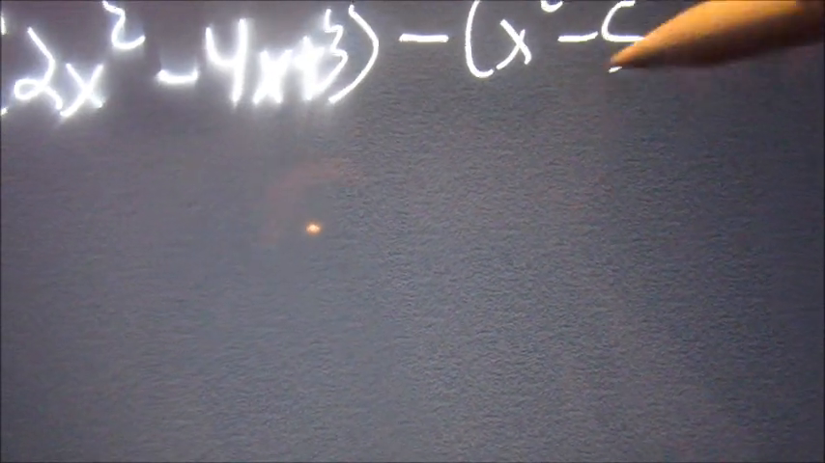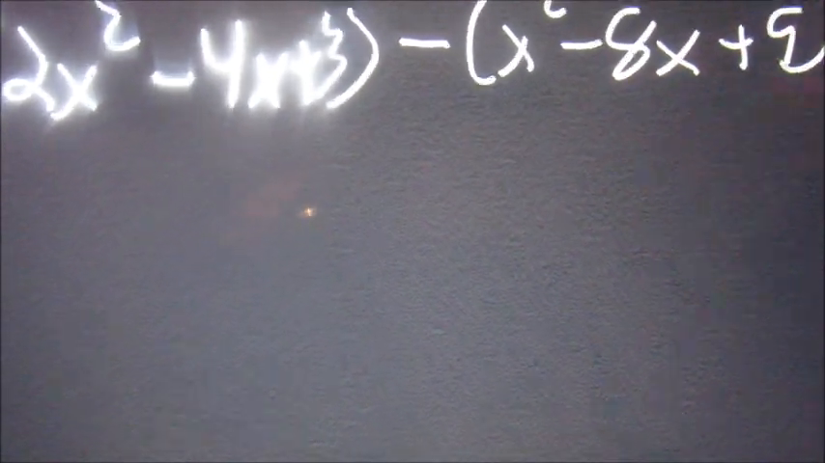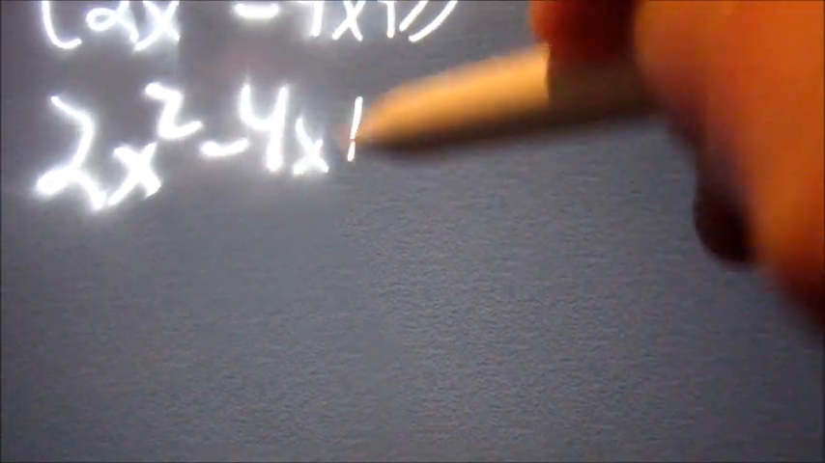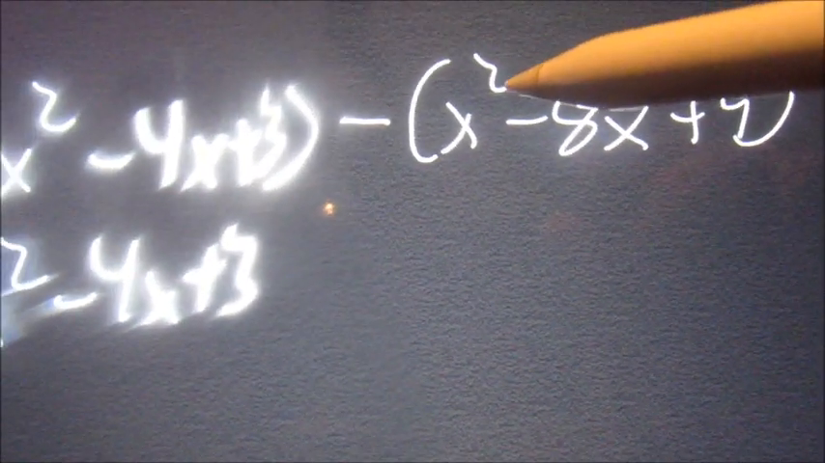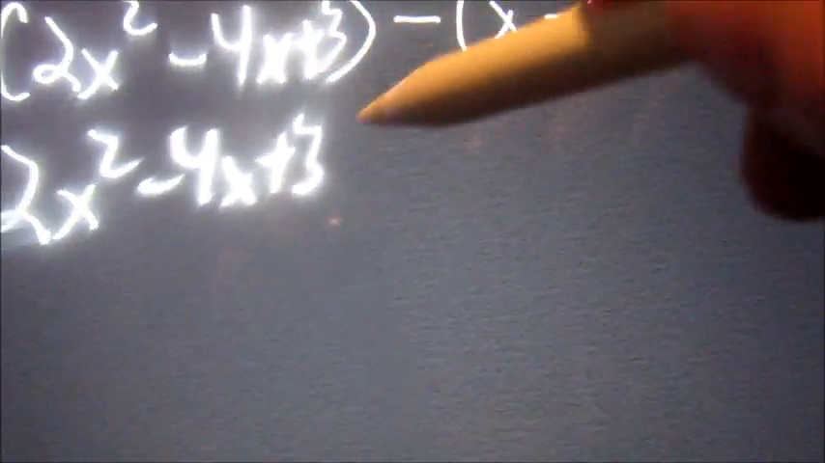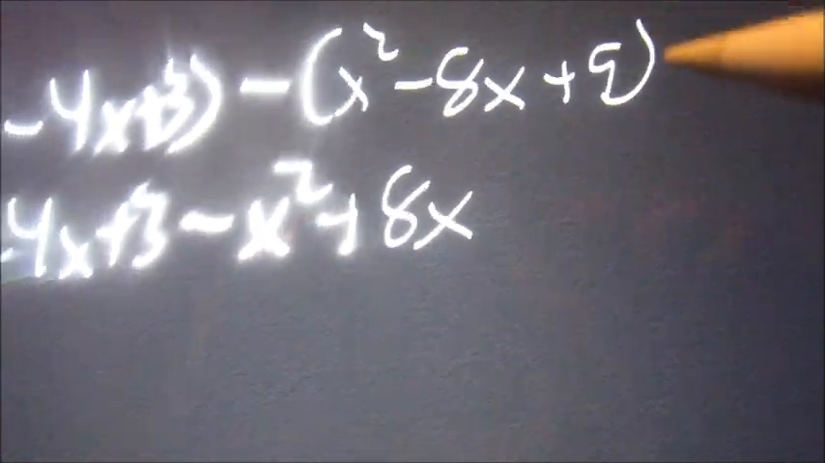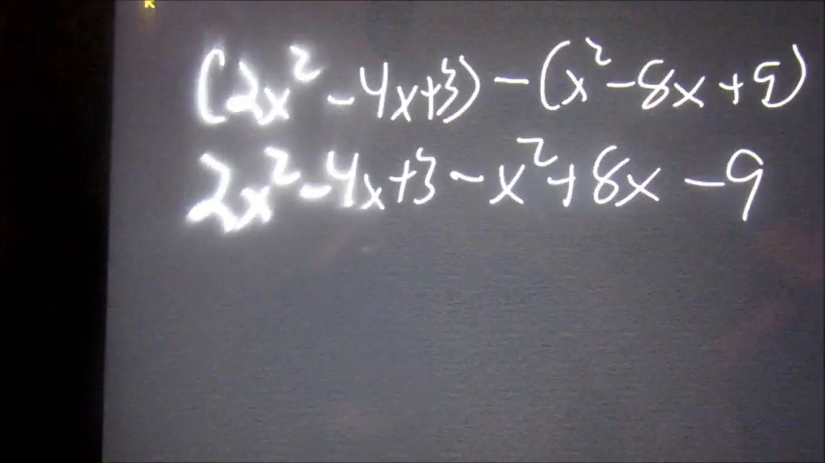Then, let's say that we have 2x squared minus 4x plus 3 minus, in parentheses, x squared minus 8x plus 9. So the first one, we're just going to copy back, 2x squared minus 4x plus 3. This was just a positive x squared, so it becomes minus x squared. This is minus 8, so it becomes plus 8x. This was plus 9, so it becomes minus 9.